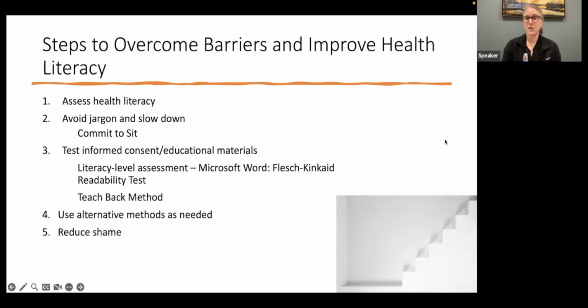So we want to avoid jargon. We want to speak in terms that they understand, and then we want to slow down. One of my favorite things, and I share this with all of the student interns that I have here at the hospital, is a study that was done called Commit to Sit. And some of you may be familiar with it. But with Commit to Sit, they did a study and they found that if you walk into a patient's room and sit down and then speak to them, they perceive that you spent twice as much time with them than if you stand up.